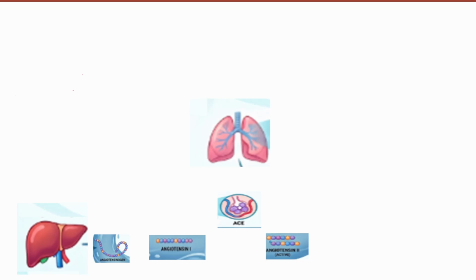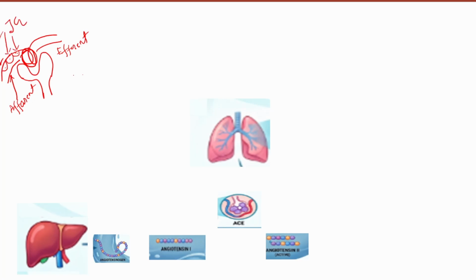Let's visualize what I have said. Imagine this is Bowman capsule. We bring in an arteriole, then there's a tuft, then an arteriole comes out. So this whole structure is glomerulus, and the arteriole that brings blood is called afferent arteriole, and the exiting arteriole is called efferent arteriole. The JG cells are situated within the walls of the afferent arterioles, and these JG cells act as primary pressure sensors.